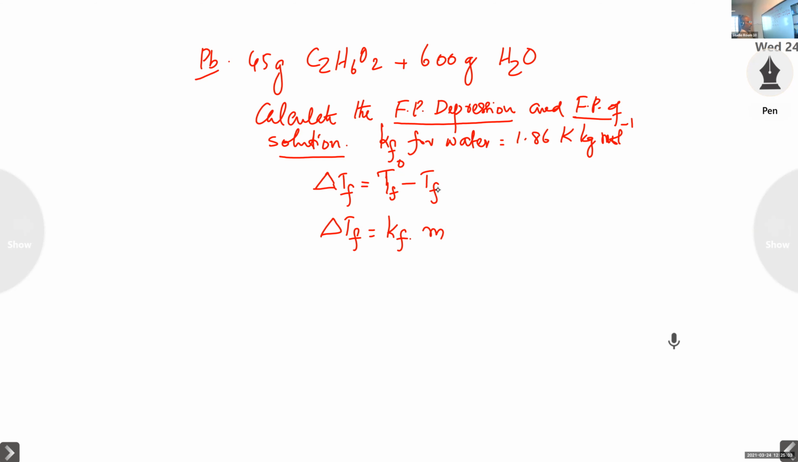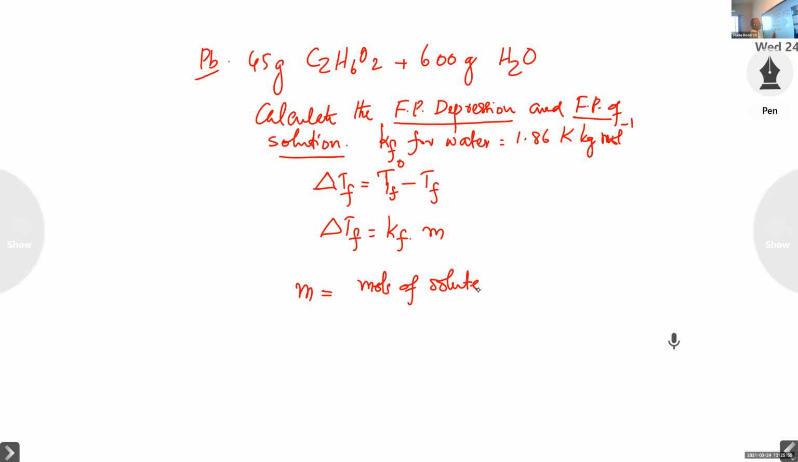But molality is not given. We are given only some masses and some formula. From that, we have to find out the molality. What is molality? Number of moles of solute per kilogram of the solvent. M is equal to moles of solute per kilogram of solvent. Examination problems will be asked, so you must know the relevant equations. Without knowing the equations, how can you solve the problem?